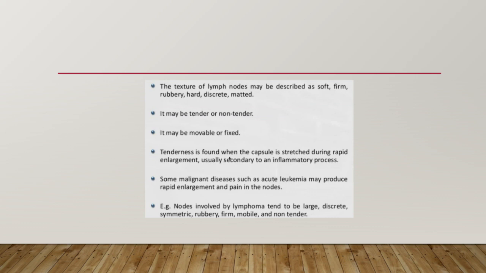The tenderness is found when the capsule is stretched during rapid enlargement. This is usually due to an inflammation in the lymph node. Rapid enlargement and pain also can be due to certain malignant diseases such as acute leukemia, when there is a very fast increase in size of the lymph node as well as pain.